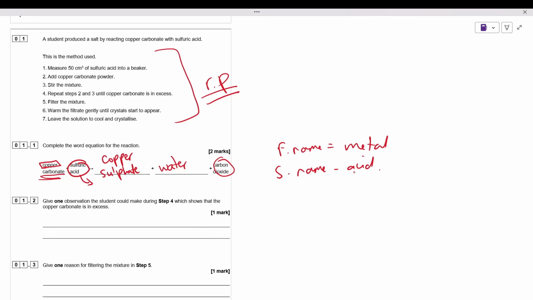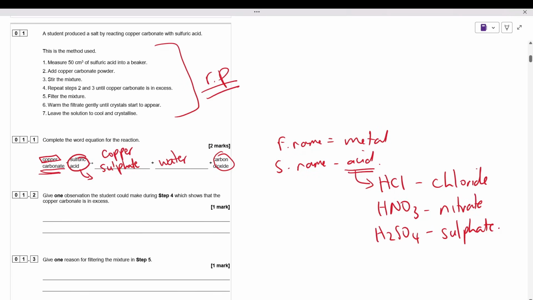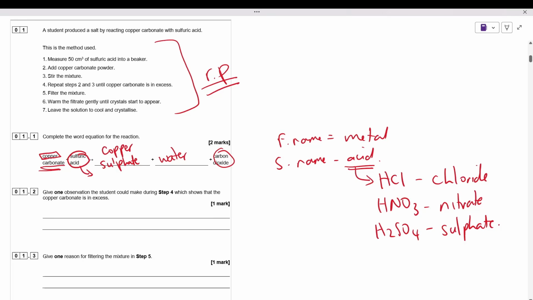Now, obviously, this portion depends on the acid. If we're using hydrochloric acid, it's going to be chloride. If we're using nitric acid, it's going to be nitrate. And obviously sulfuric acid, it is going to be sulfate. Right, so those are the endings. And the first name of the salt is always a metal. Okay, because that's what the displacement reaction is. Because remember, this salt is just the hydrogen in the acid being displaced by a metal. That's what a salt is.